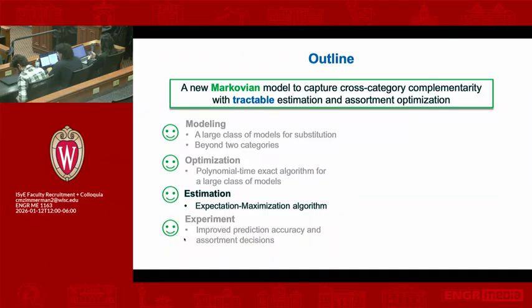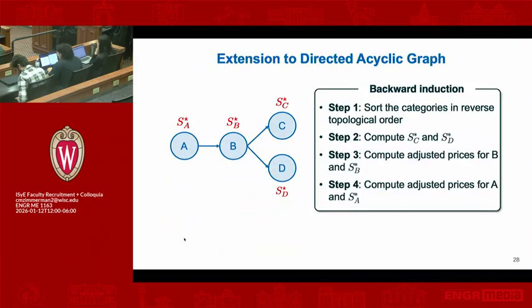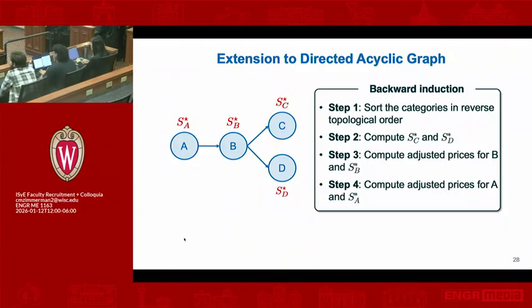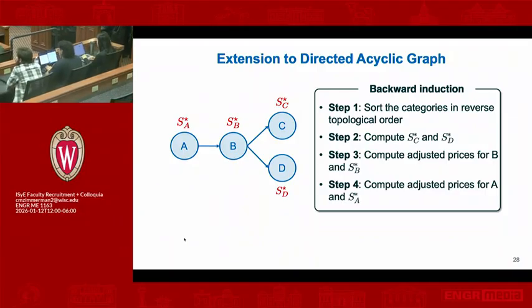So essentially, the DAG algorithm is a simple version of dynamic programming. It is backward induction. And the key of why it works is we can prove the invariance of some optimal assortment from the end. So we can go from the end and then go to the starting point, the starting category.